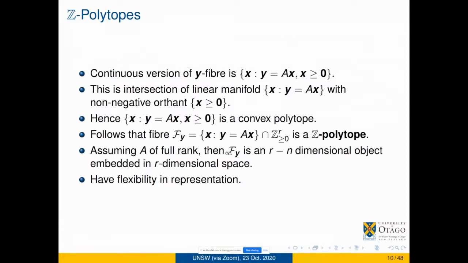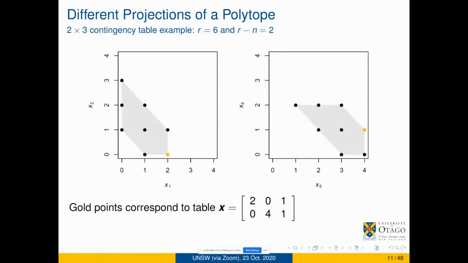Now, assuming that the matrix A is full rank, as I said, we just delete redundant rows as necessary, then the y fibre is an r minus n dimensional object. So r is the dimension of x and n is the dimension of y. So it's an r minus n dimensional object embedded in r dimensional space. And that means I've got flexibility in terms of the representation. Thinking about that contingency table example we just dealt with, I told you before that we could express the points on the y fibre in terms of the entries x1 and x2 of the contingency table. And that's what I've done on the left-hand plot in this slide. But equally well, I could describe the entries of the contingency table, in other words, elements of the y fibre, in terms of just x5 and x6.